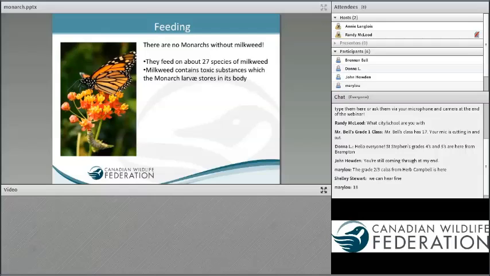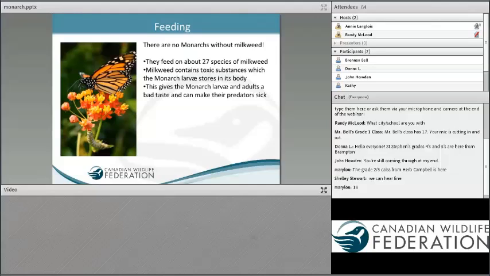So why only milkweed? Well, milkweed is actually toxic. It has toxic substances in its leaves and flowers, which the monarch can eat, no problem. And while the caterpillar eats the leaf, it stores the toxins in its body. So it keeps the toxic substances in the caterpillar's body. This is pretty cool.